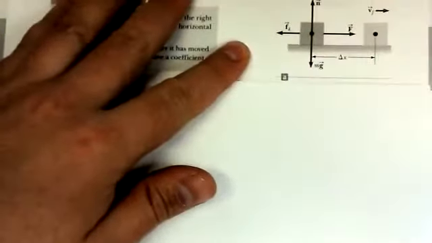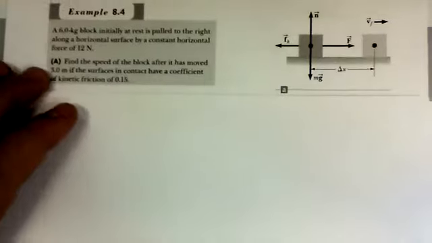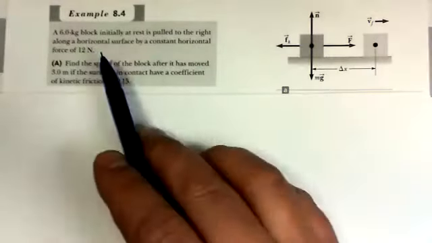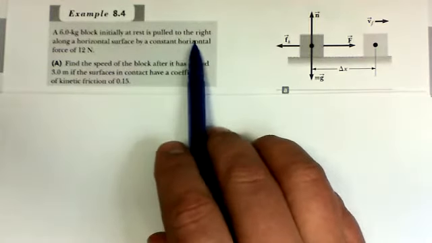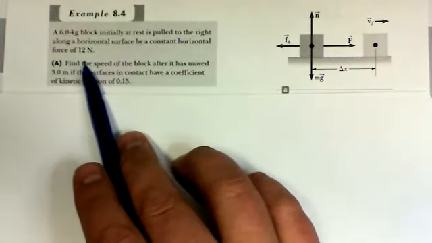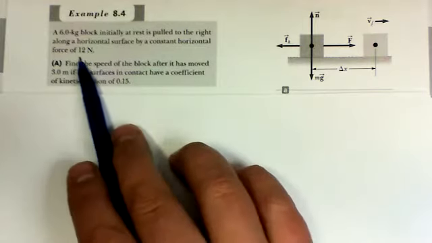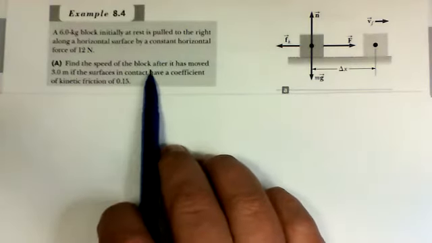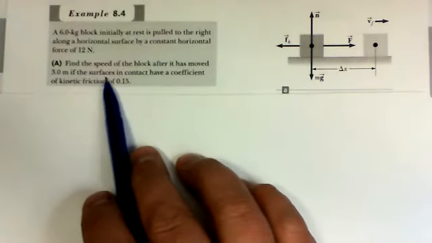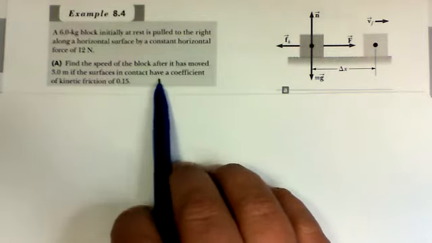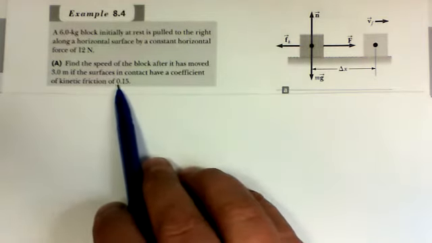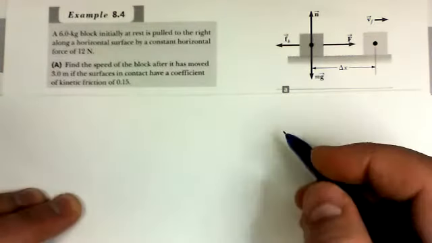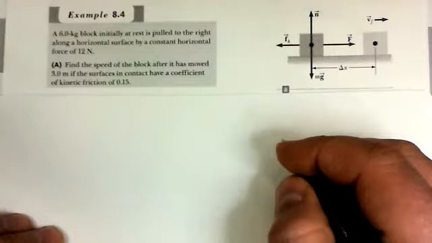Now friction would not be 0 here in the next problem. So the problem is as follows. A 6 kilogram block initially at rest is pulled to the right along a horizontal surface by a constant horizontal force of 12 newtons, like in the previous problem. So we need to find the speed of the block after it has moved 3 meters if the surfaces in contact have a coefficient of kinetic friction of 0.15. So now we have a friction. So what will happen with the speed?